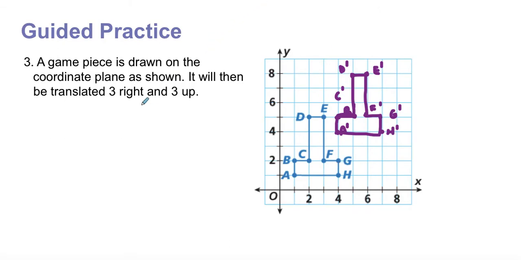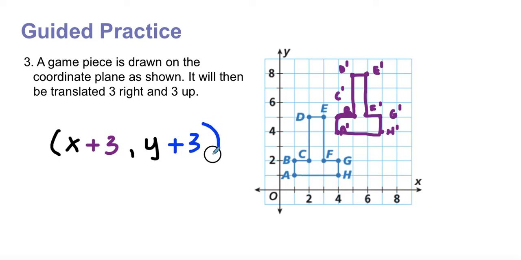I can describe my translation by saying 3 to the right and 3 up, but I can also use mapping notation. So I can say that X is going 3 to the right, and then it's also traveling 3 up. Mapping notation helps us to describe where the figure is moving.